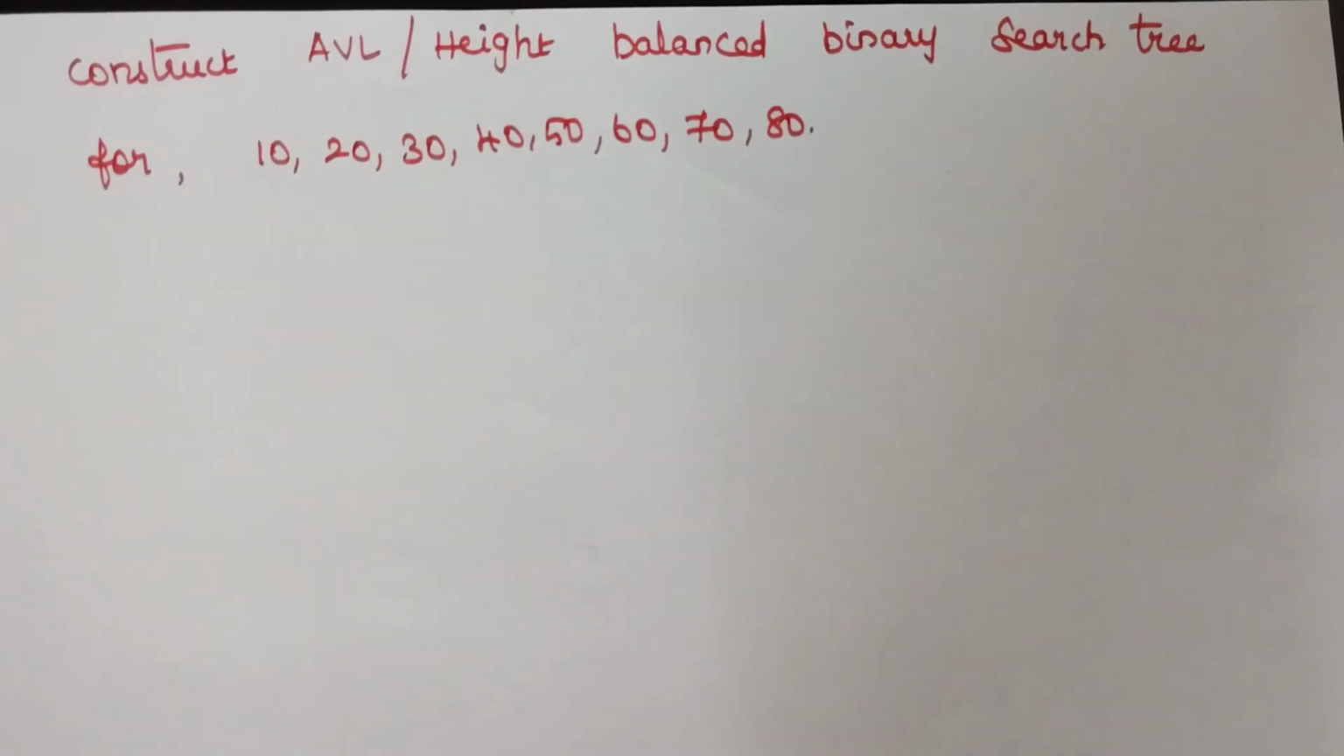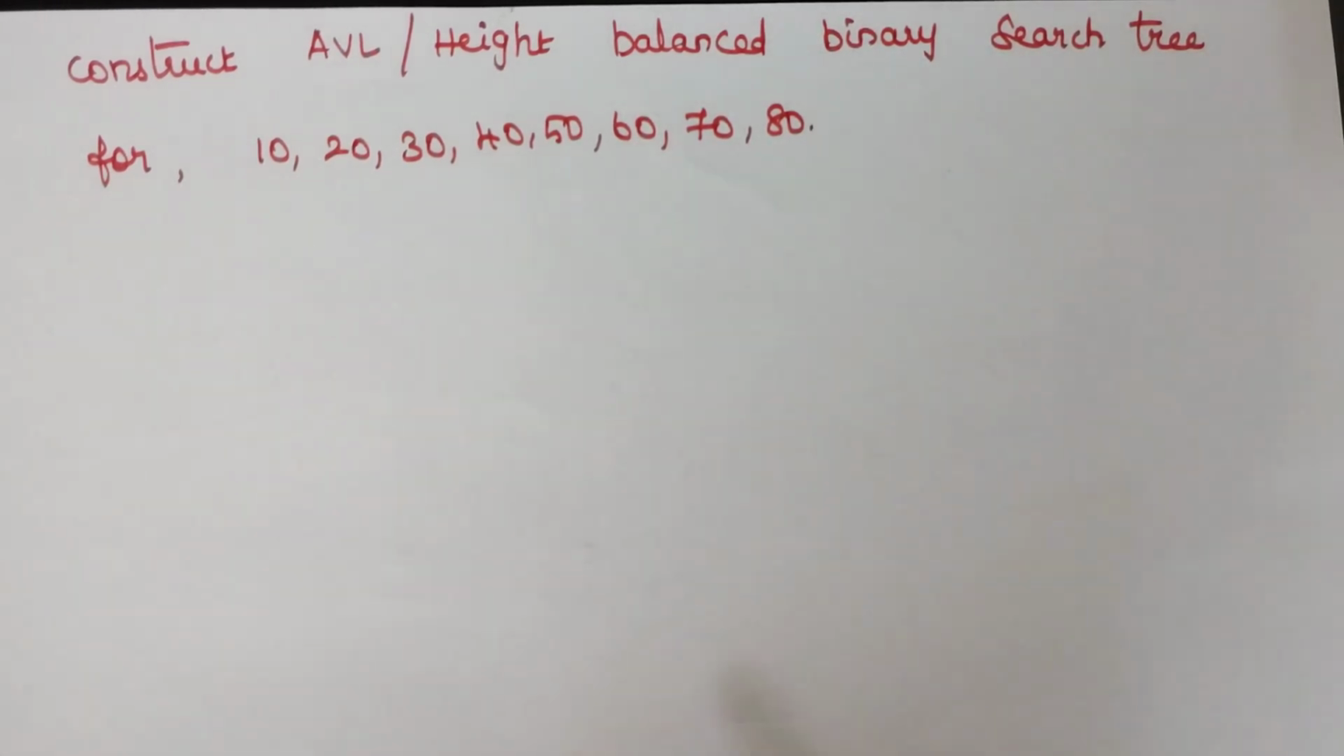Hello all, welcome back. This is a continuation of the previous video on AVL trees, and in this video we'll be discussing the insertion operation of an AVL tree, that is, how to construct an AVL tree with the given values. These are all the examples I have taken. For this, how do we construct an AVL tree?